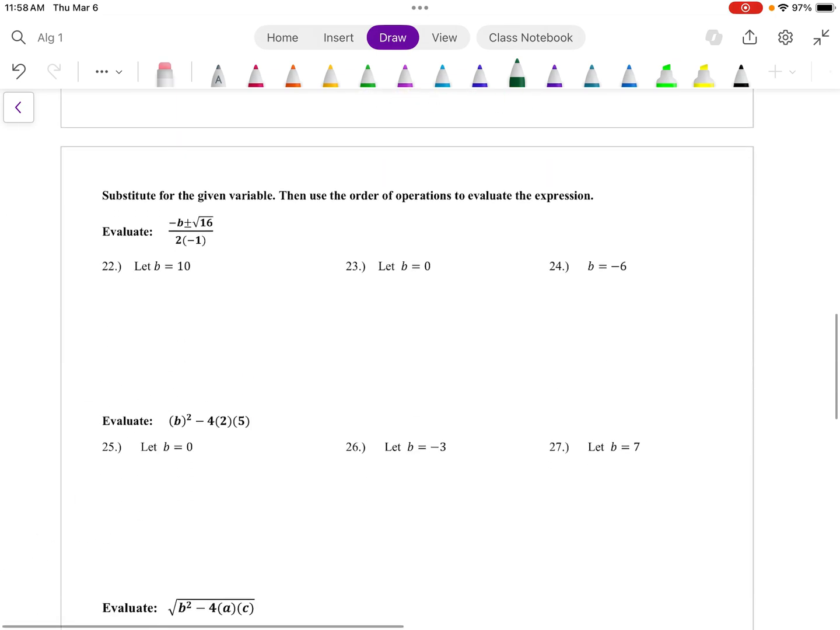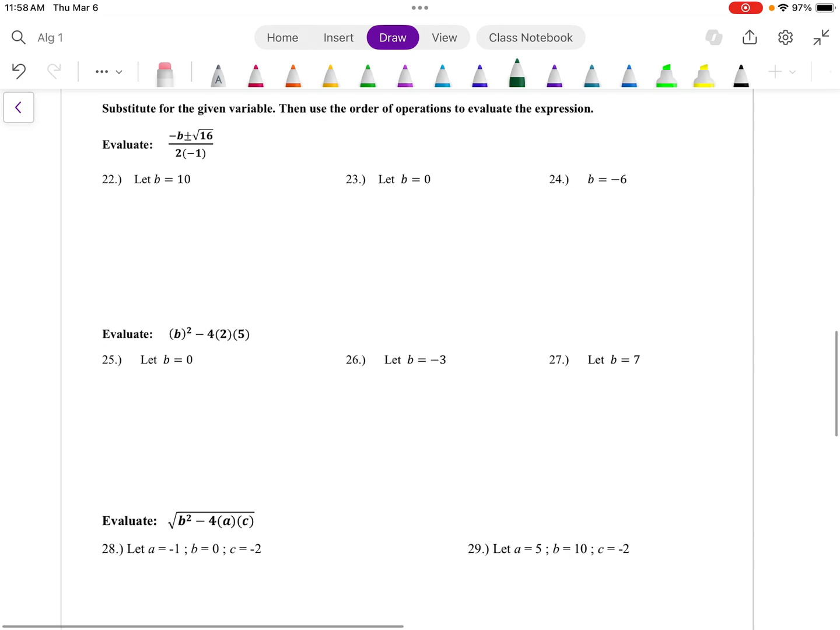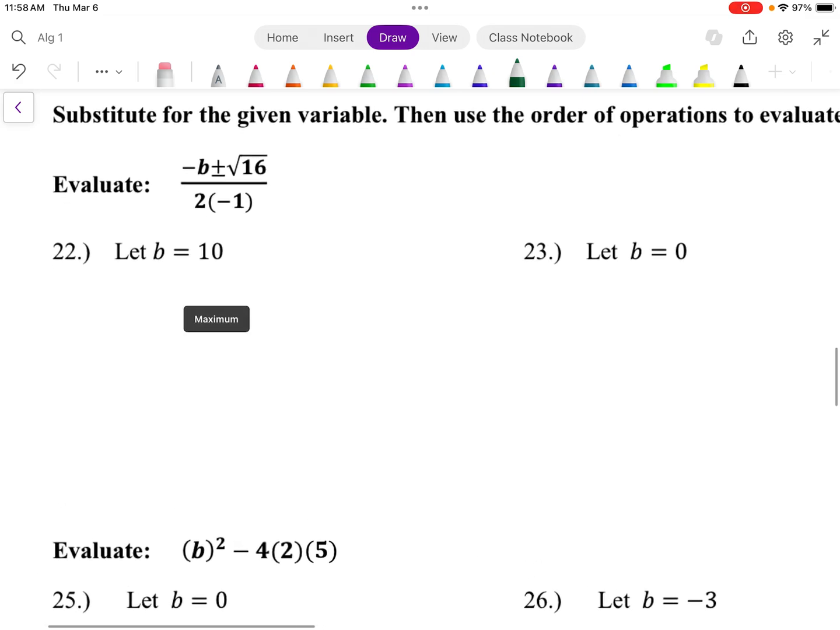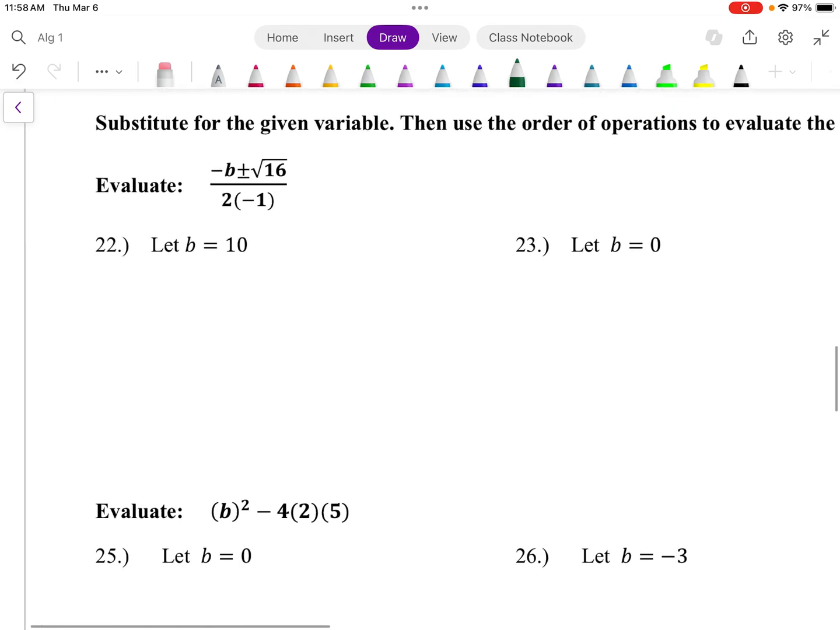Let's do one more example. Sometimes we want to substitute before we can simplify. So if we did something like number 22, we're looking at the expression negative b plus or minus the square root of 16 all over 2 times negative 1. And we want to know what this expression would equal if b was 10. So our first step is to rewrite this with our value for b. It would become negative 10 plus or minus the square root of 16 all over 2 times negative 1.